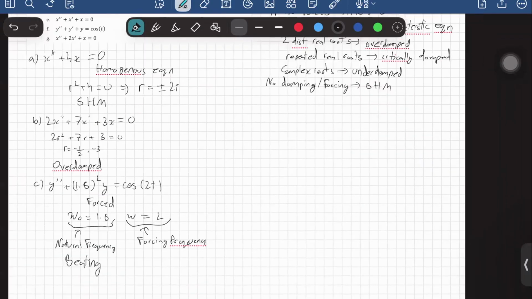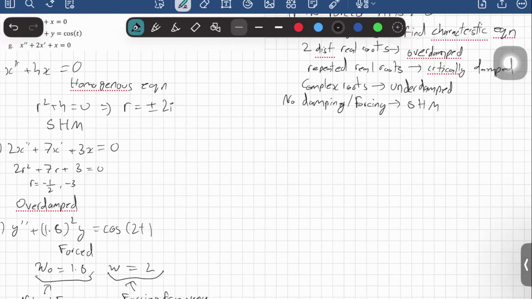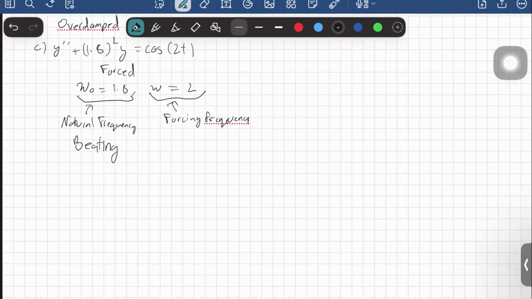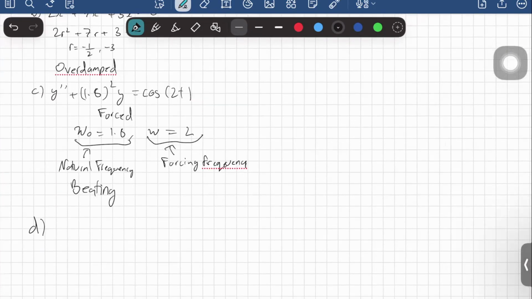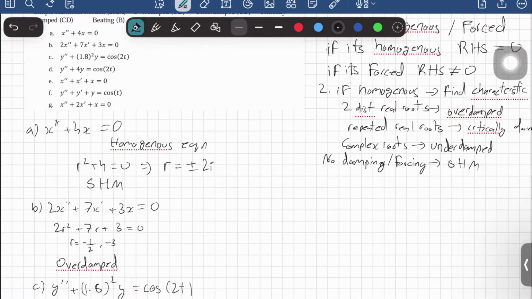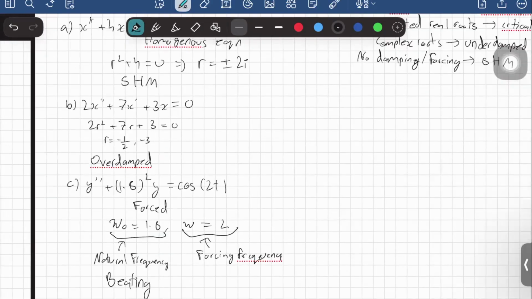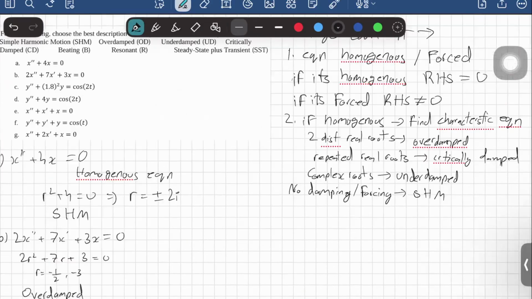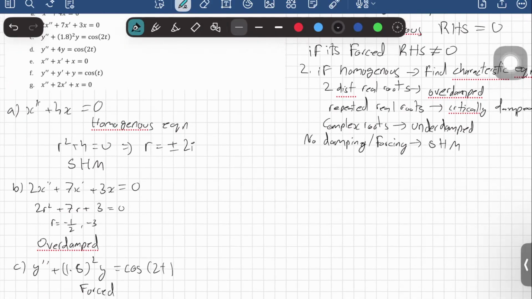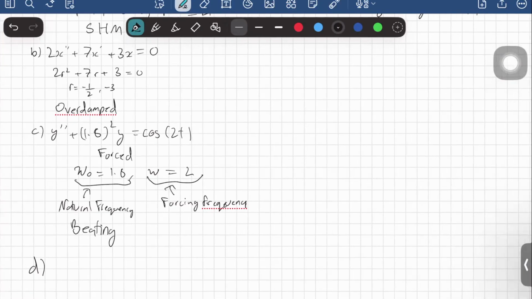Let's look at the next one. I'm just going to write this one over here. The next equation states that y double prime plus 4y equals cosine of 2t.